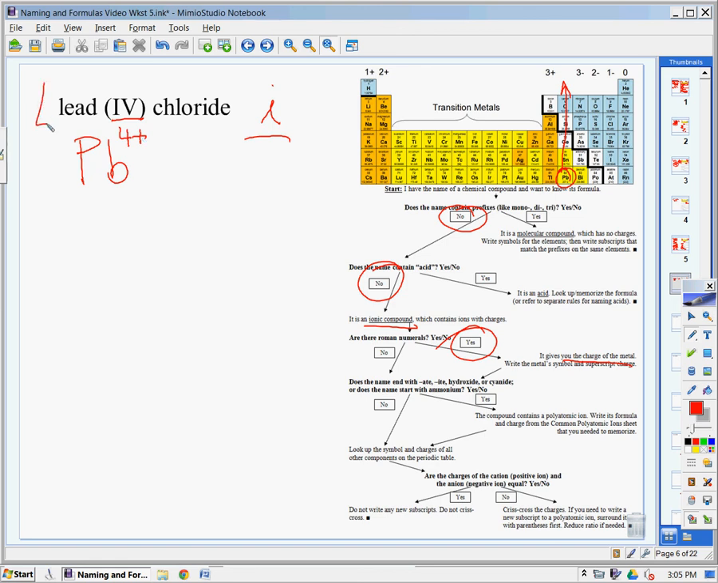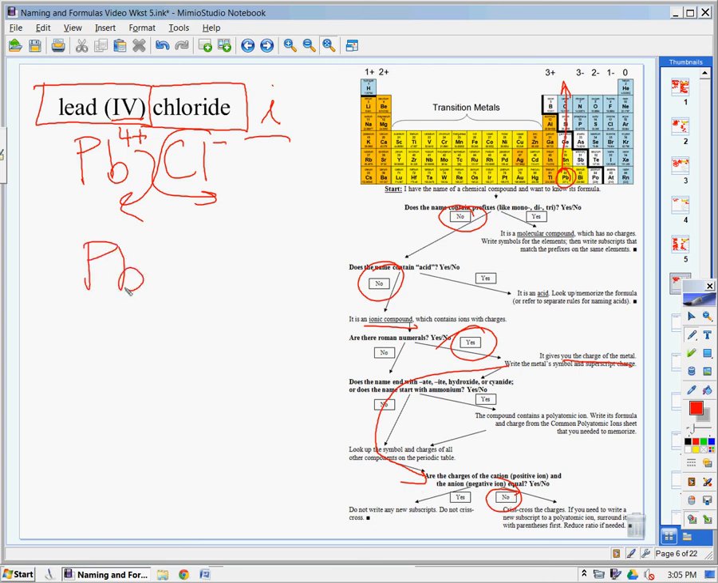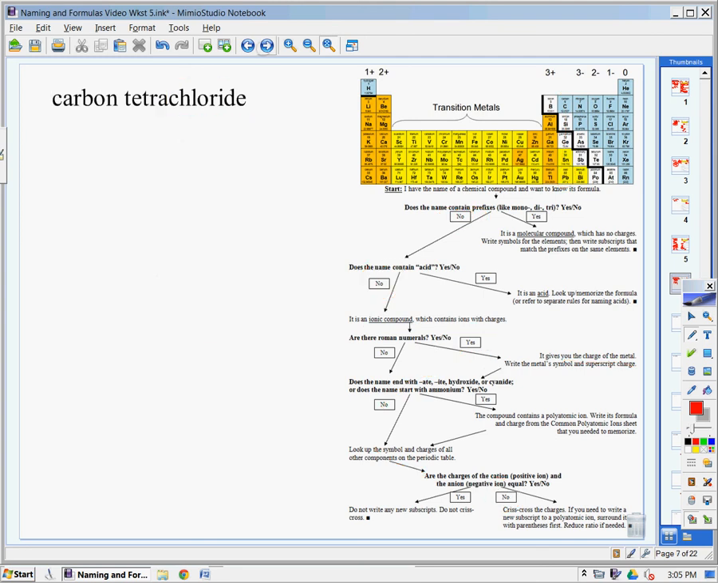In other words, in lead 4 chloride, it's lead 4 with chloride. The 2 parts of this compound are lead 4 and chloride. So lead 4 means the lead 4+ ion. Chloride is still the Cl- ion. By the way, we would go down here. Are the charges equal and opposite? No. Crisscross, because they're not. PbCl4. Done. Lead 4 chloride.